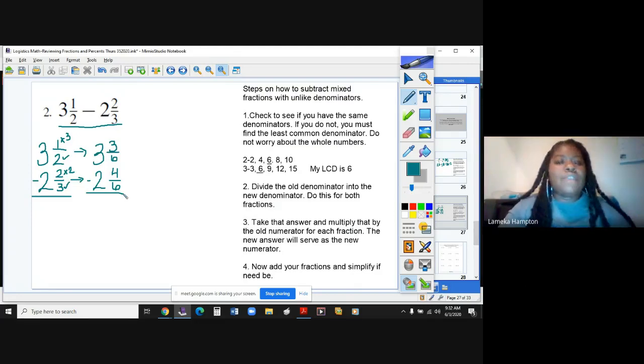Now, we have come across a very unique situation because I'm subtracting, but the problem is my top fraction is smaller than my bottom fraction. So again, if I wanted to borrow $4 from you, but all you had was $3, that means you're going to have to borrow $1 from someone else. So that's exactly what we are going to do. We are going to take that step.